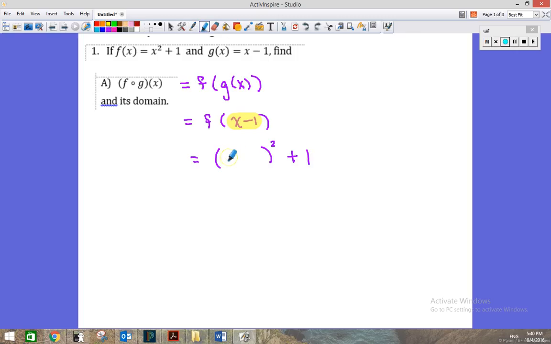Whatever's inside the parentheses, whether it's a number or an expression or a really ugly, complicated expression, it's going to square it and add 1. So we need to square x minus 1. Now be careful here. Exponents don't distribute. This is not x squared minus 1 squared. Remember that this means x minus 1 times x minus 1.